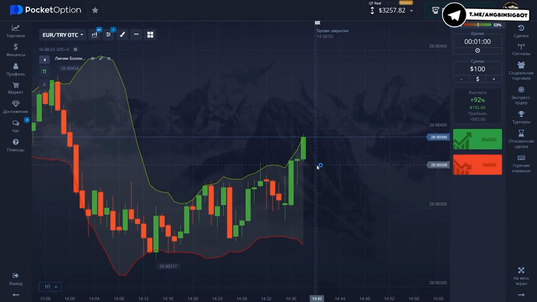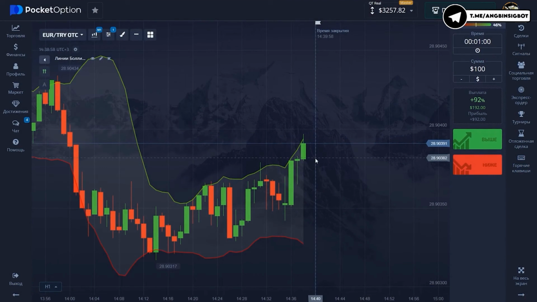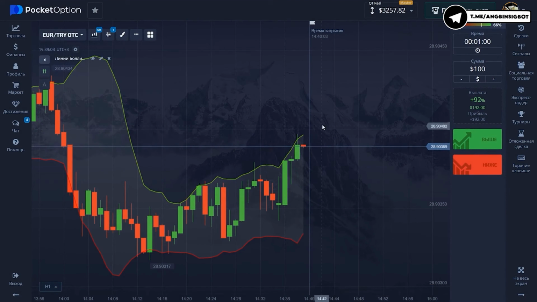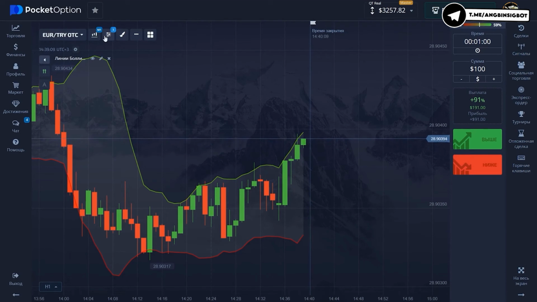So friends, let's move on to the strategy itself. I will explain to you how to enter correctly, which entry points to catch, and how to trade properly using this strategy. The duration of the trade is 1 minute, and the candle period is also 1 minute.